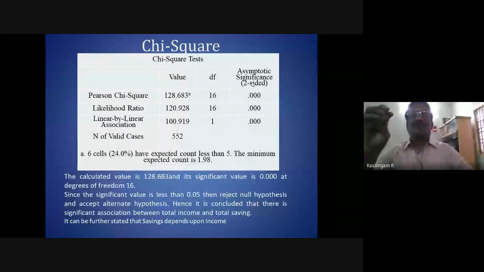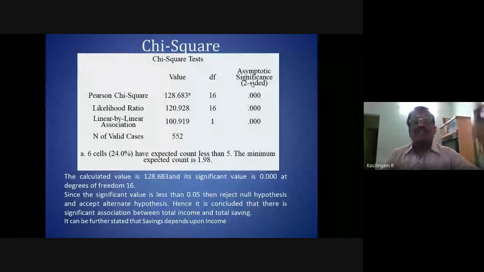Okay. Now from this slide, we say that income and saving are associated. Now, what is the meaning of this association? What is the meaning of this chi-square value 128.683? That I need to explain.